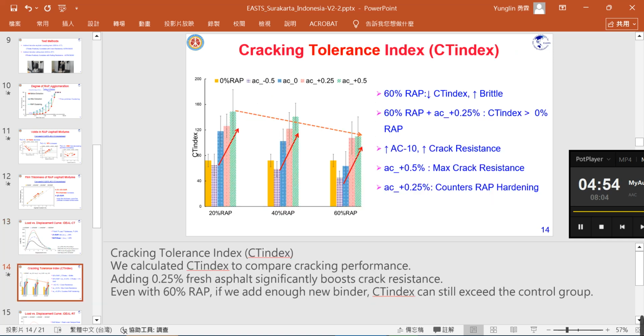Cracking Tolerance Index, CTindex. We calculated CTindex to compare cracking performance. Adding 0.25% fresh asphalt significantly boosts crack resistance. Even with 60% RAP, if we add enough new binder, CTindex can still exceed the control group.